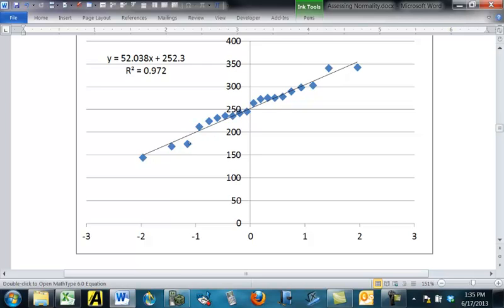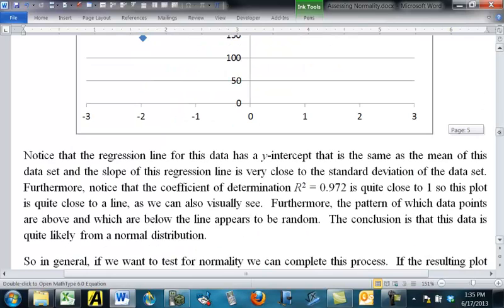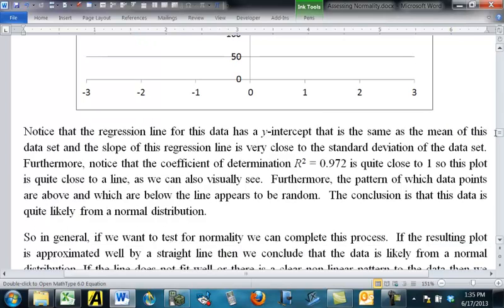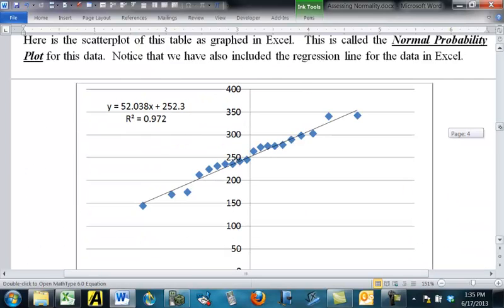Also, looking at this, we see that some of the data points are below, some are above, and there's no clear pattern to that. If you have a bunch below here and a bunch above at the end, that could indicate some pattern that's not completely normal. If they're all off on one end or the other, or there's one that's way off, that might be an outlier. But in fact, they're all fairly close with no real discernible pattern, so there's a good chance that this comes from a normal distribution, and so that's our conclusion.